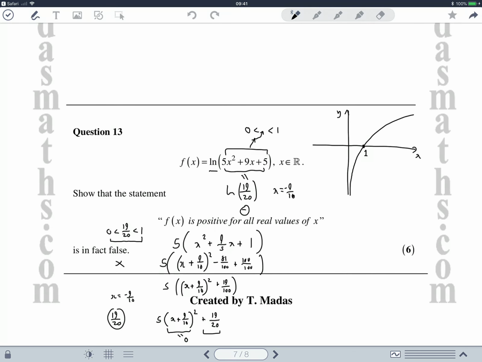So it didn't ask me to find the range of values for x for which it's false, but I guess I've proven by counterexample that this is indeed false.